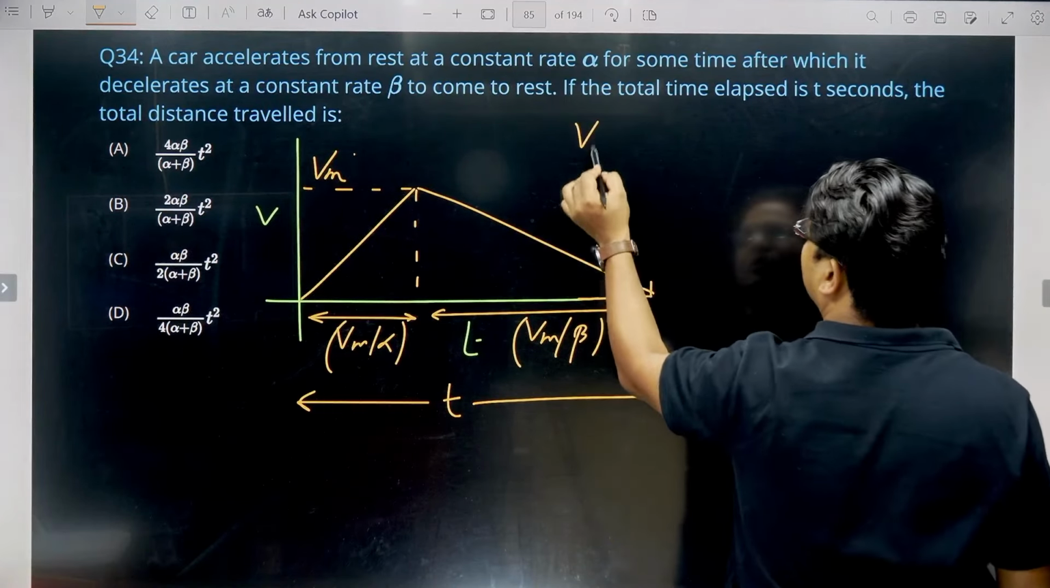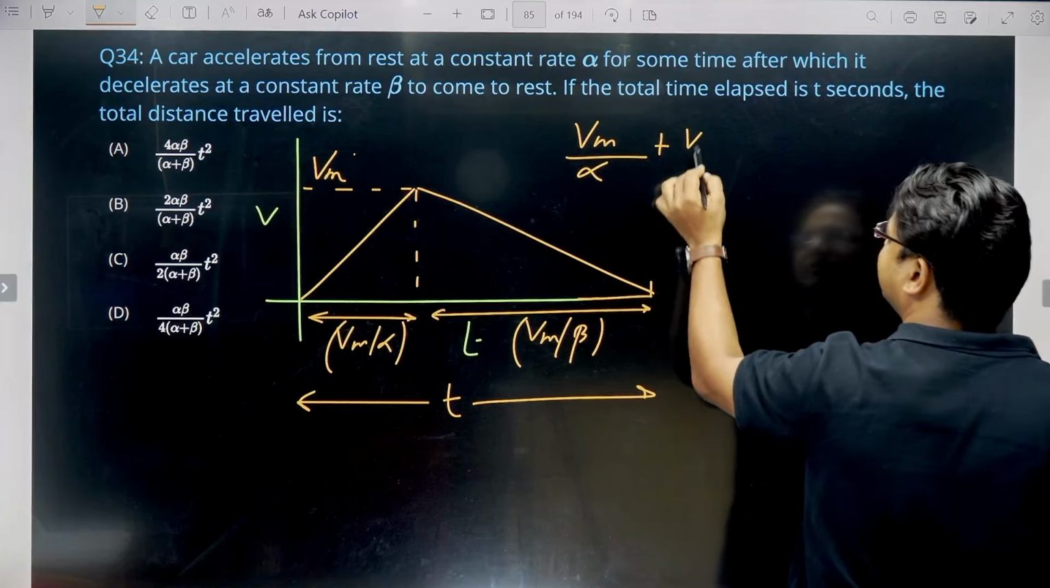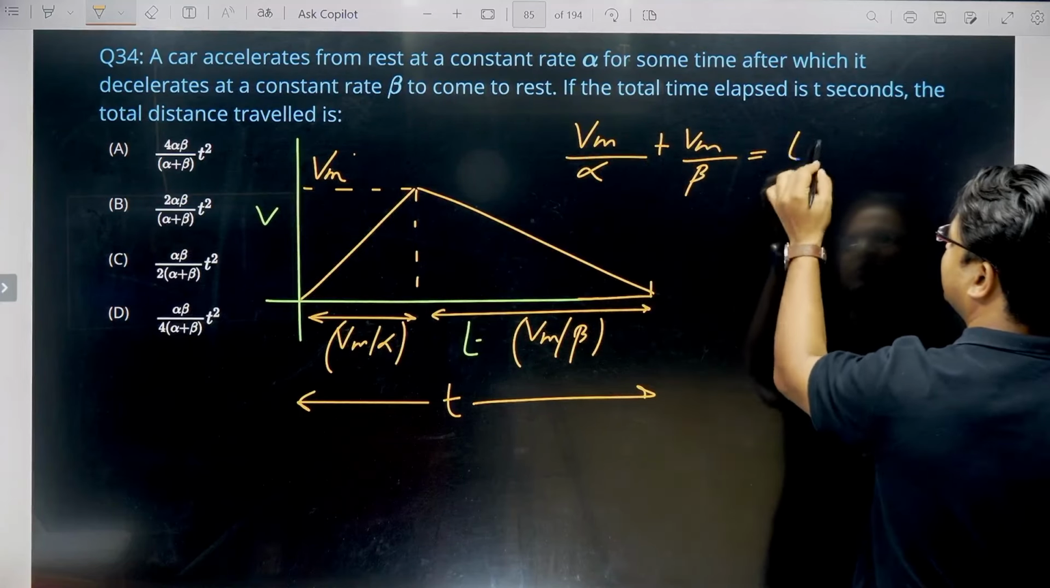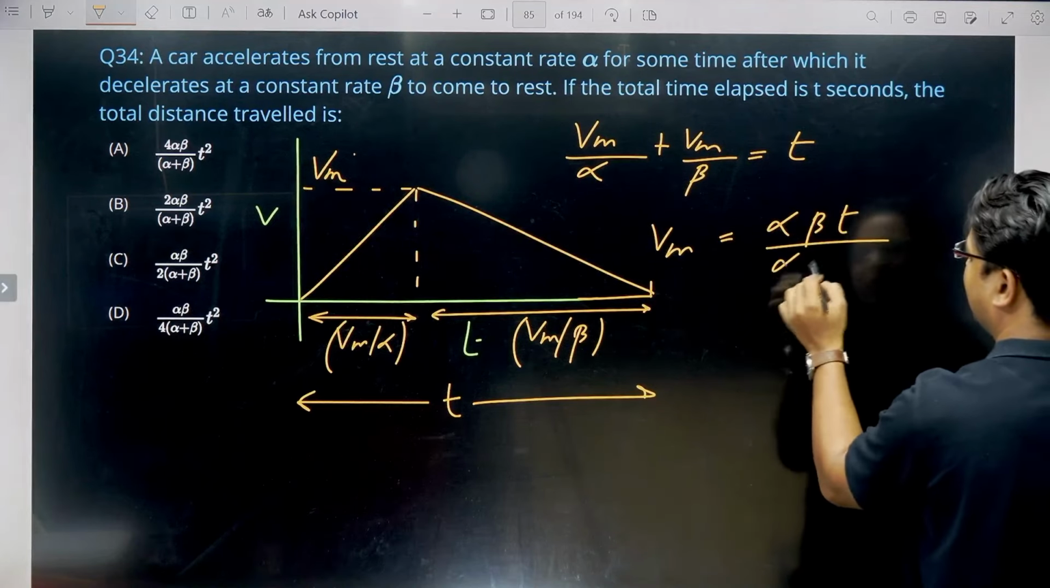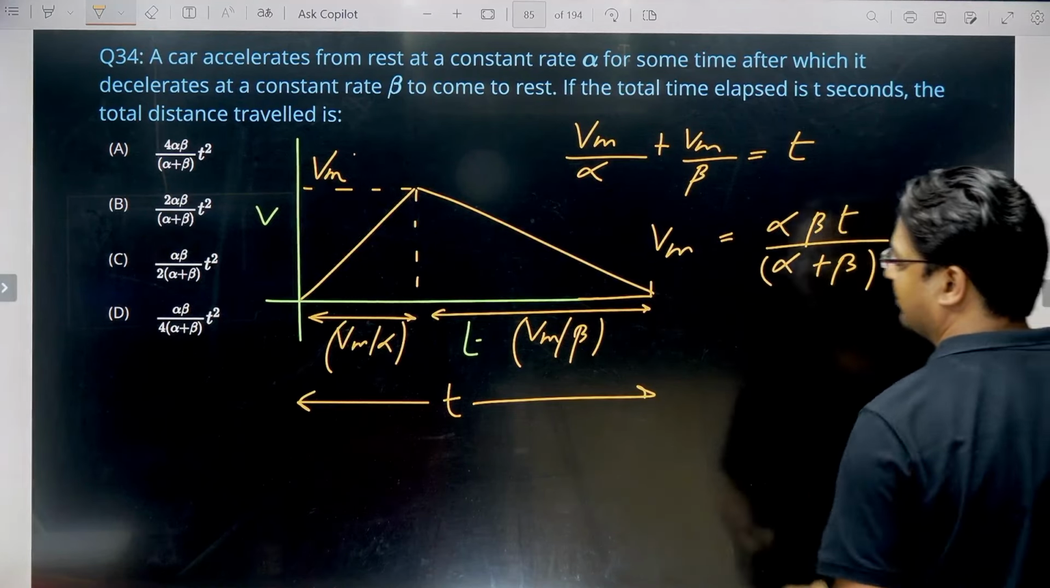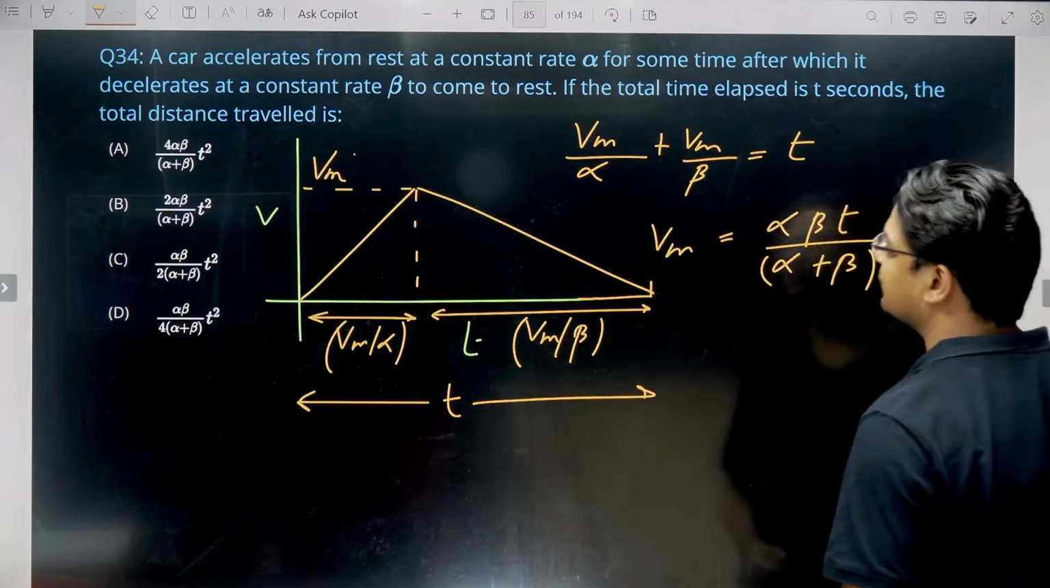So we know that the total time would be Vm by alpha plus Vm by beta, and this will be equal to t. From here we get Vm as alpha beta into t upon alpha plus beta. That is the value of Vm. Now what about the displacement? The question is asking for the distance traveled.